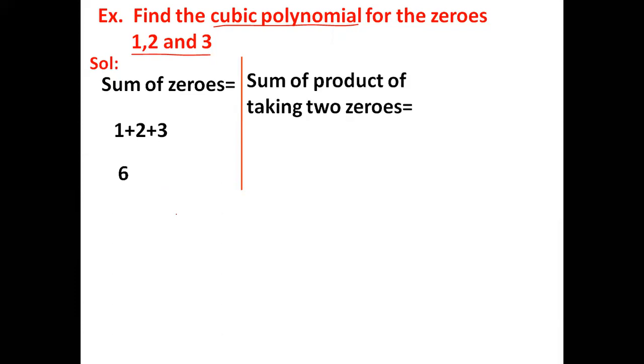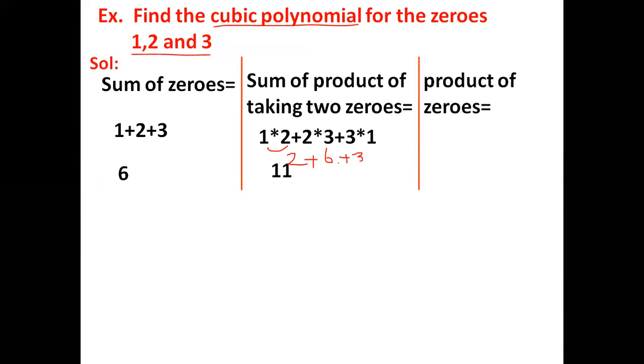Now the sum of product of taking two zeros, that means I am taking two zeros at a time, and the product and sum, that is 1 into 2 plus 2 into 3 plus 3 into 1. Here 1 2 ja 2, plus 2 3 ja 6, plus 3 1 ja 3. What we get? 11. Now the product of zeros. Here three zeros are there, and you multiply these three zeros, 1 into 2 into 3, that is 6. Now what is our formula?